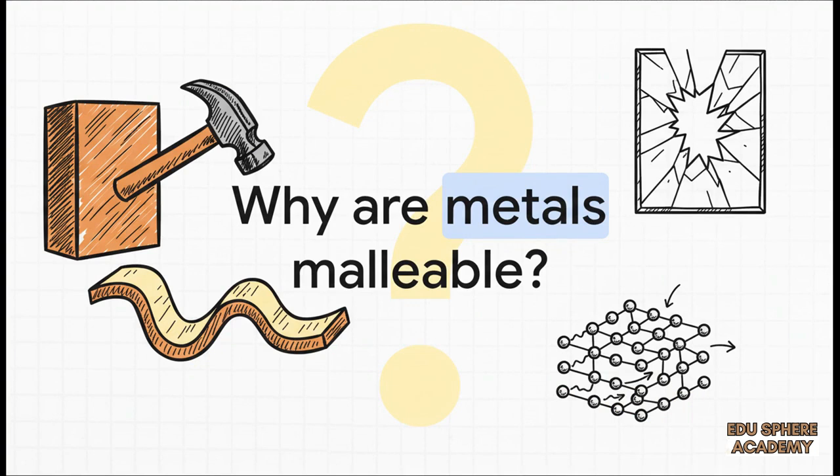So let's take a really common question. Why are metals malleable? Right? You can bend a paperclip, you can hammer a nail. Why doesn't it just shatter into a million pieces like glass would? The secret, as you probably guessed, is hiding in its atomic structure.